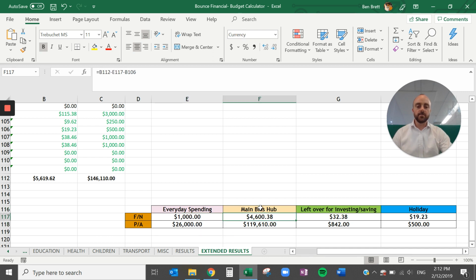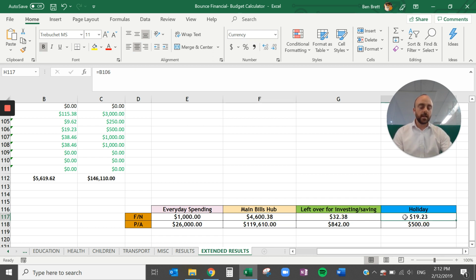Now, your main bills hub. It's the things like your rego, everything else that you don't need to be thinking about every day, but you do need to be keeping your costs low. So that's how much goes into this main bills account. Okay, now I'll skip over this and I'll deal with this one last.